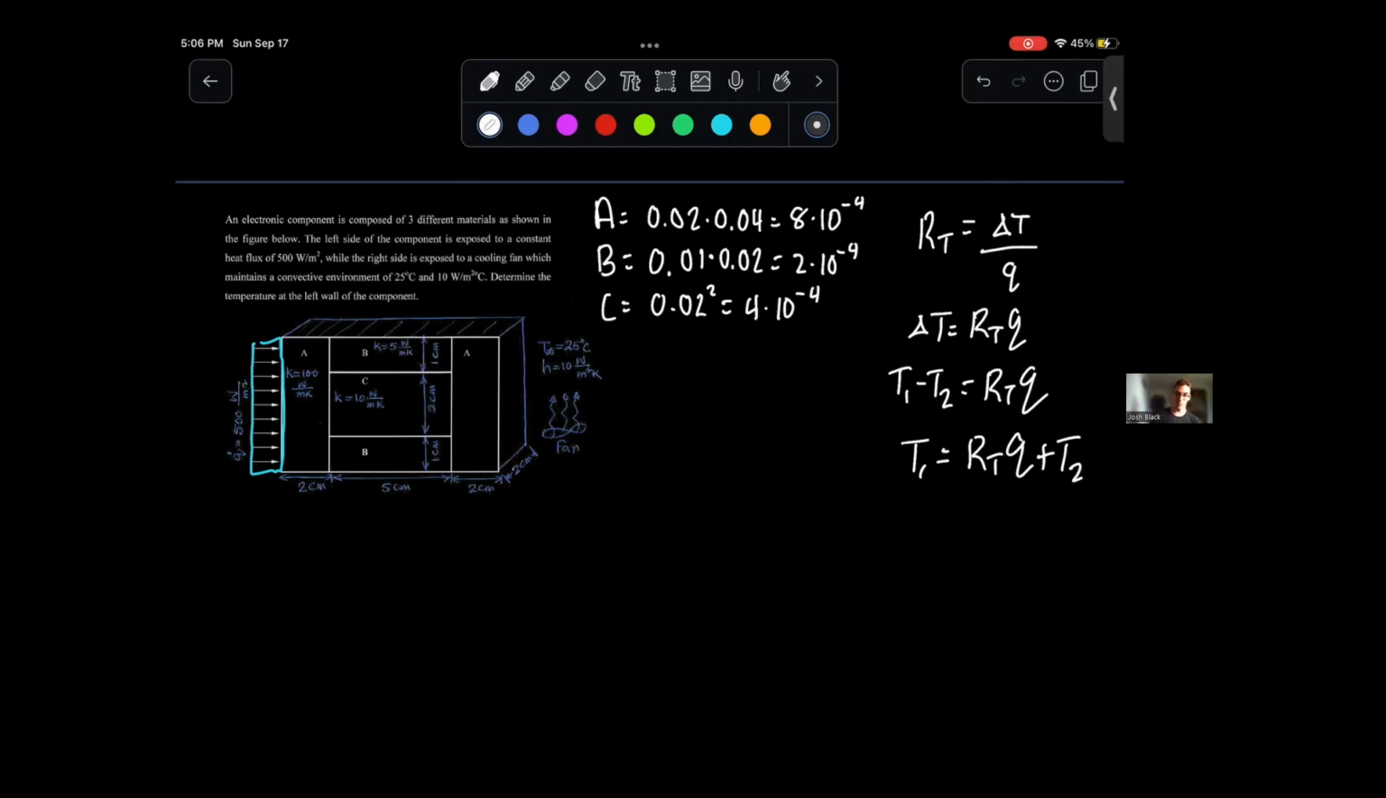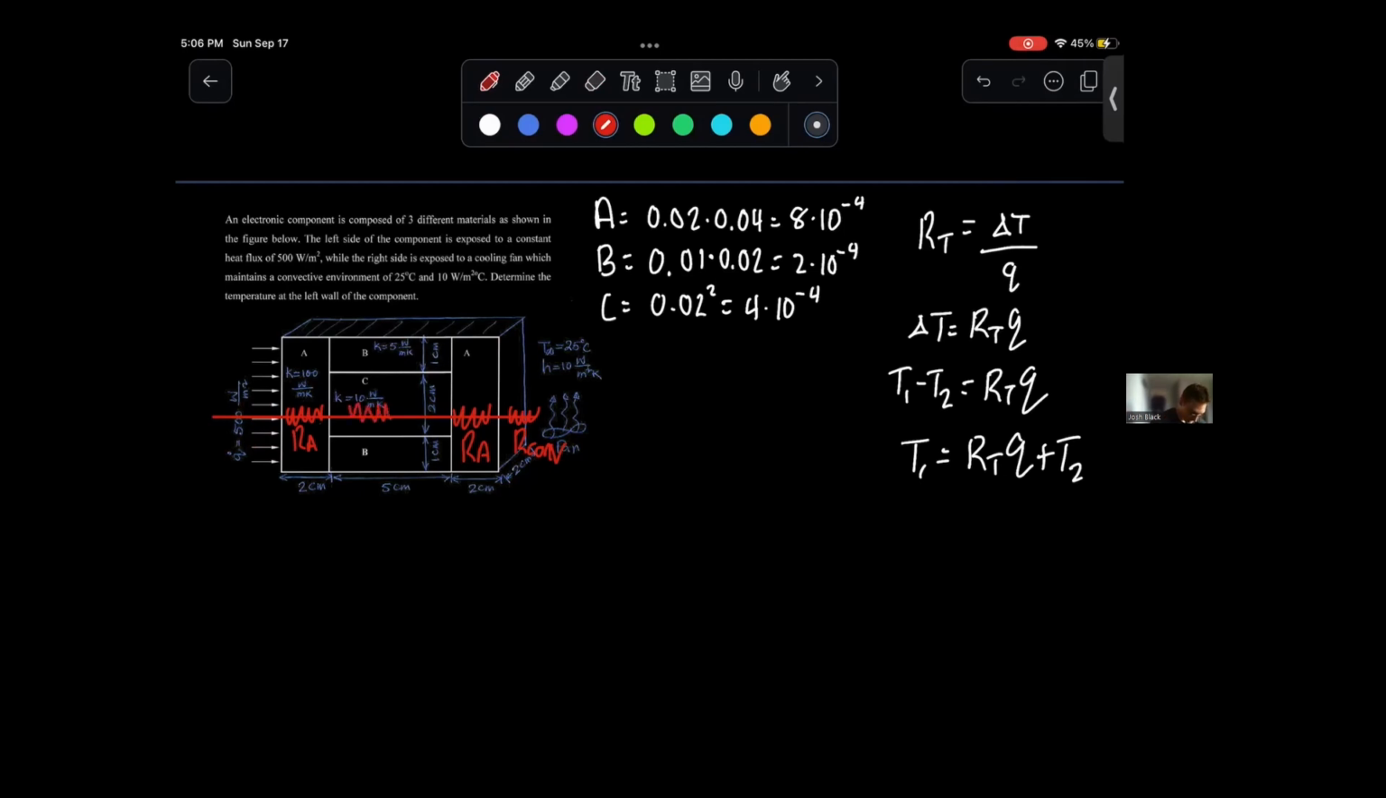Let's find RT. Well, this one's a little bit tricky. Let's draw out our circuit again. I'm going to draw it in red this time. We have some convection. We have resistance from A. We have resistance from A again. We got some more convection. Or, sorry, rather, we don't have any convection at the beginning. That's my mistake. No convection at the beginning. We weren't told. But we do have convection at the end.